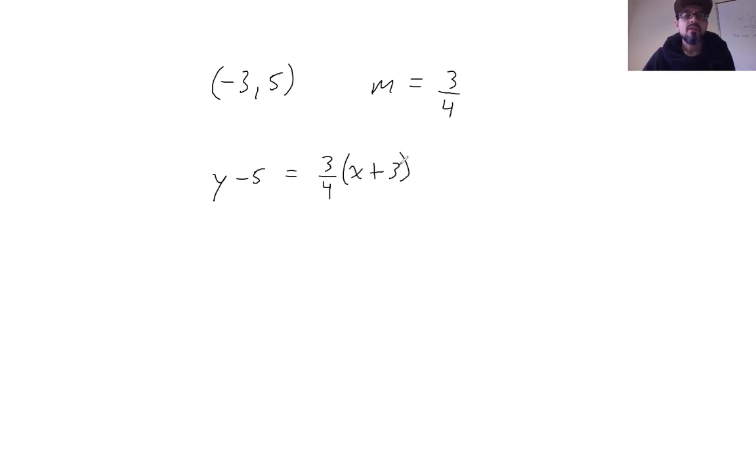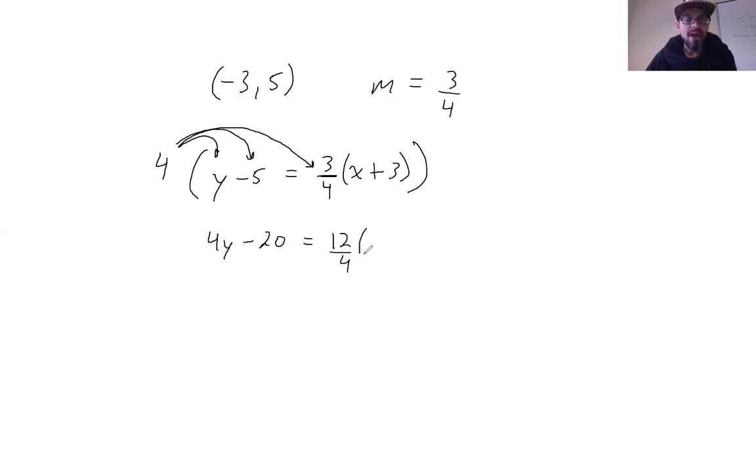Now from here, if you want to isolate y, probably the best thing for you to do is to get rid of the fractions first. So get rid of this 4. To do that, you're going to distribute a 4, because this says divided by 4, and algebra is all about opposite operations. So if you're dividing by 4, to do the opposite, you're going to times by 4. So I'm going to times this by 4, this by 4, and that by 4. And what I'll get is 4y minus 20 is equivalent to 12 over 4 bracket x plus 3.